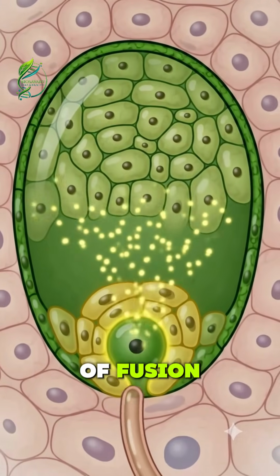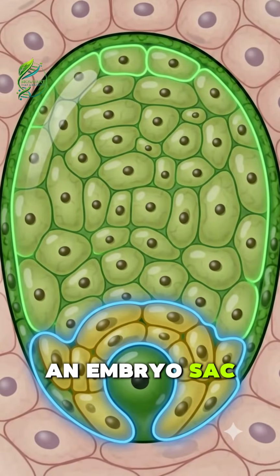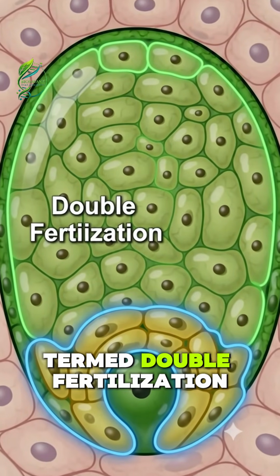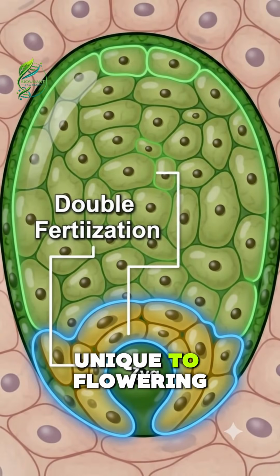Since two types of fusion, that is syngamy and triple fusion, take place in an embryo sac, the phenomenon is termed double fertilization. Double fertilization is an event unique to flowering plants.